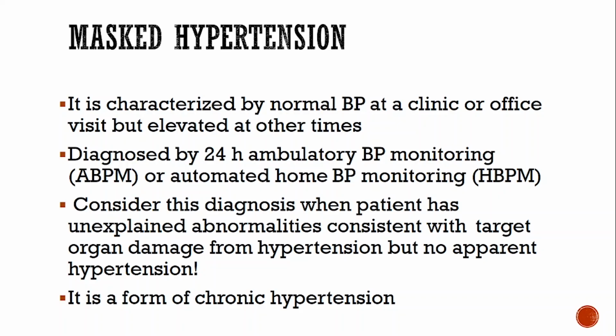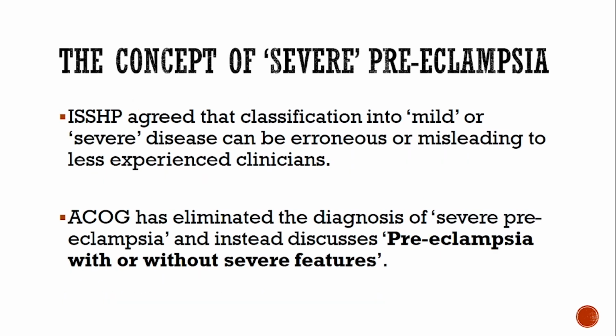So consider this diagnosis when the patient has unexplained abnormalities consistent with target organ damage from hypertension, but there is actually no apparent hypertension. Remember that we said mild hypertension is a form of chronic hypertension. We have mentioned the concept of mild and severe preeclampsia, which has now become preeclampsia with or without severe features.